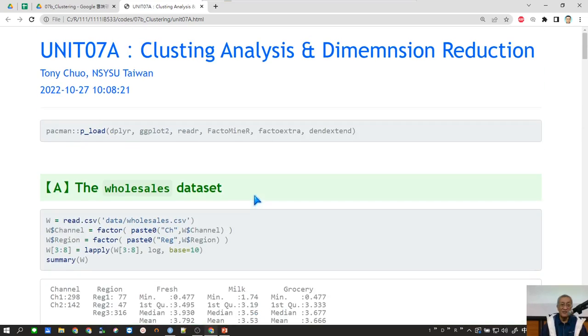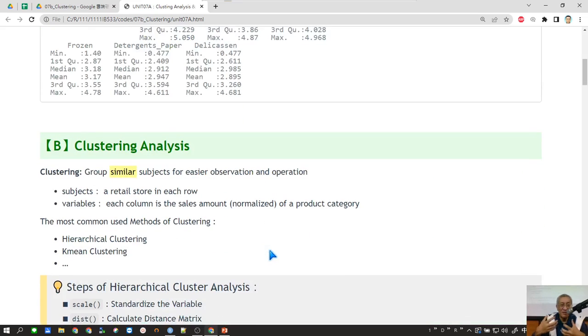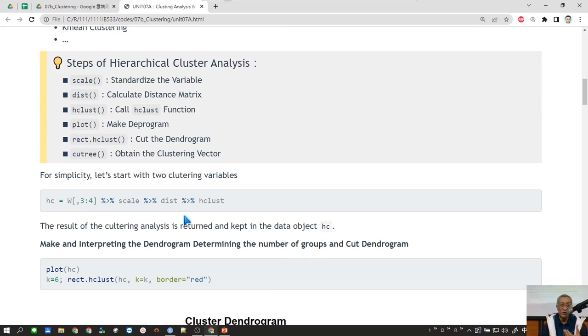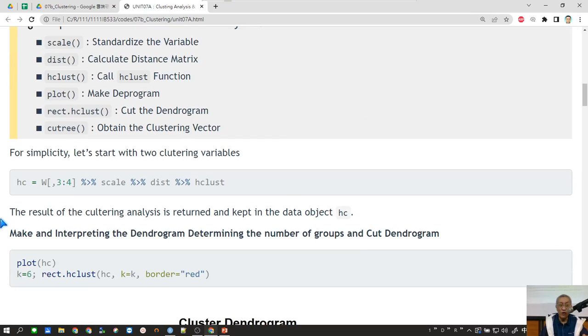Now let's take a look at how we are going to do hierarchical clustering. As I told you, we have a lot of different clustering algorithms. Hierarchical clustering is just one of them. It's an easier one, I should say. Now, to do hierarchical clustering, you need to write a line like this. First of all, let's start with 2 variables, for better understanding. We have 6 variables, but let's start with 2 clustering variables, the 3rd and the 4th column.